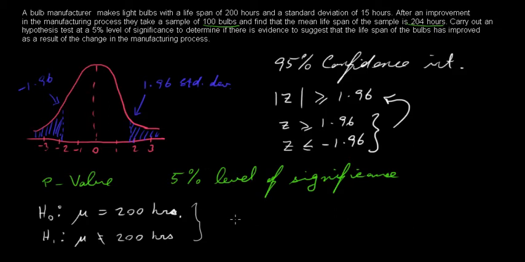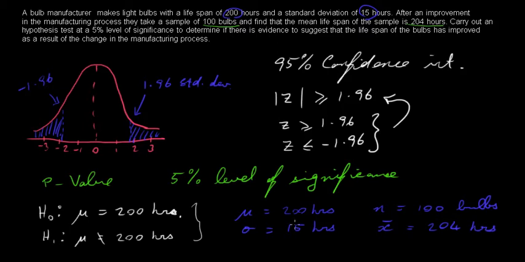We're given that mu is 200 hours. That's this value here. We're given that the standard deviation is 15 hours initially. That's this value here. We're told that they've taken a sample of 100 bulbs, and that when they did that, they got a mean lifespan of 204 hours. So this is all the information we're given in the question.